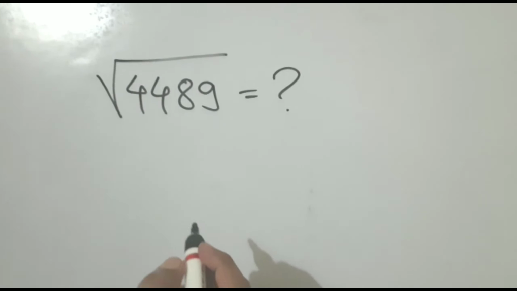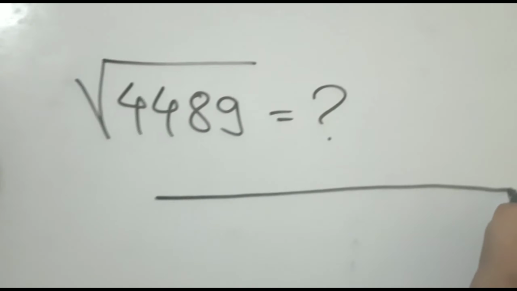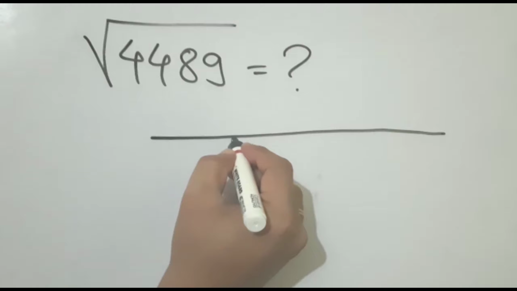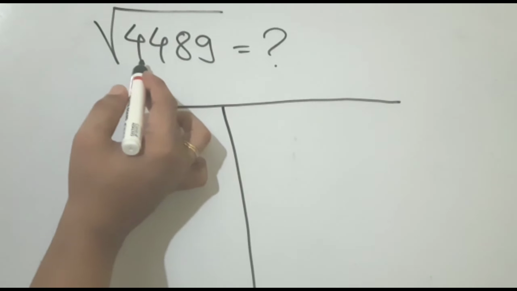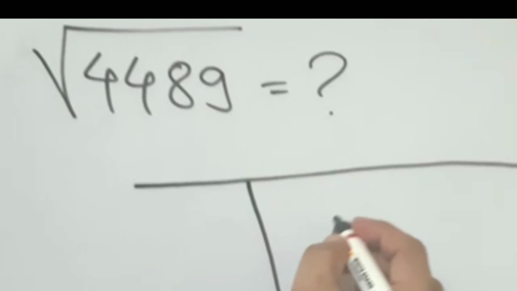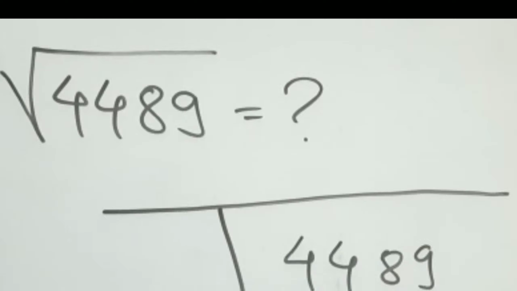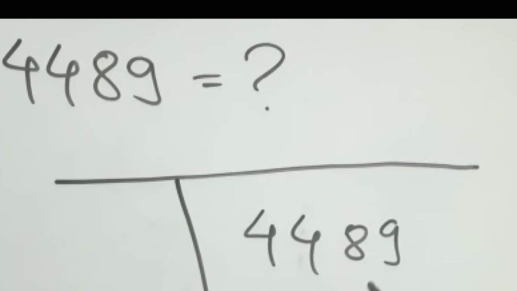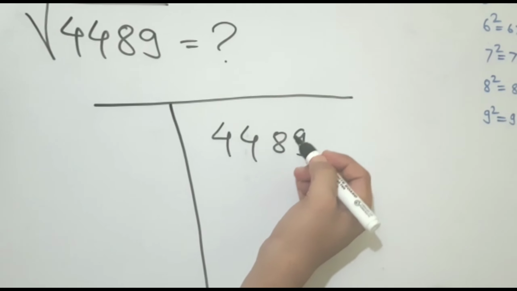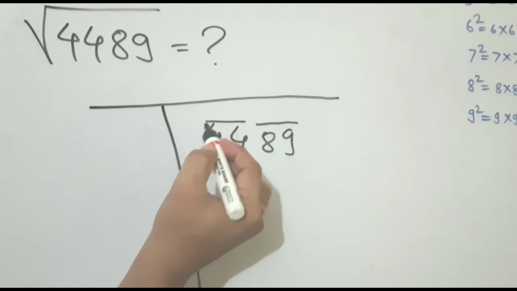Now we have to write a symbol like this, a big T. Now take this number 4489 and write it in this T. Then make pairs of this number from the right side up. So we will make pairs. This is the first pair and this is the second pair.